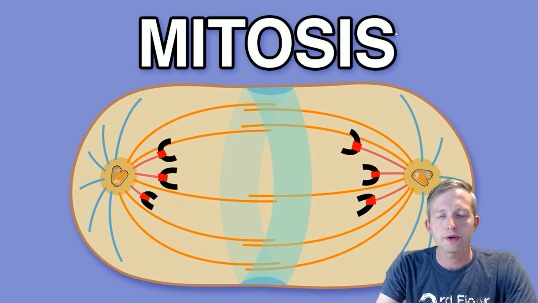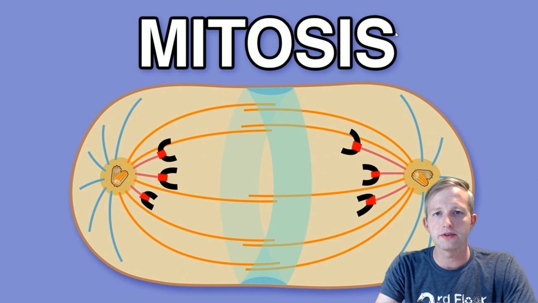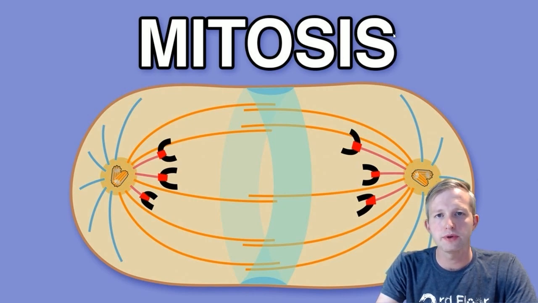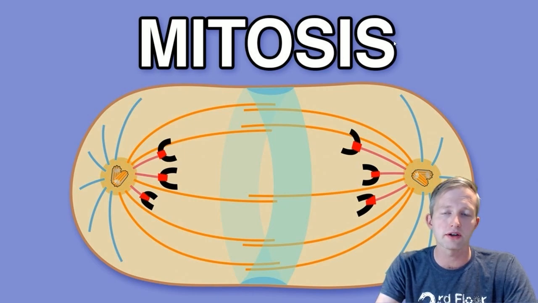Hey everyone, we're going to talk about the process of mitosis, which is kind of the middle part of the cell division cycle. So this is happening after interphase, which means that the cell has already produced an extra set of DNA, it's produced extra organelles, and otherwise prepared for the process of splitting into two new identical cells.